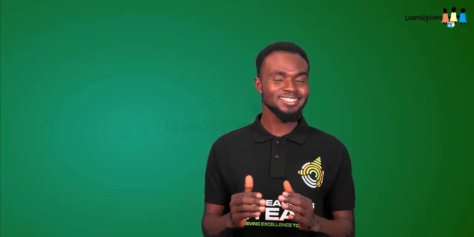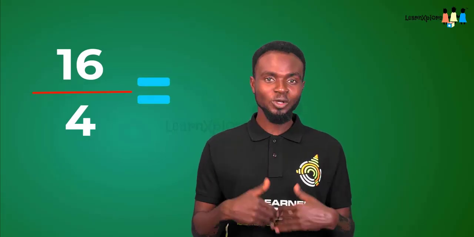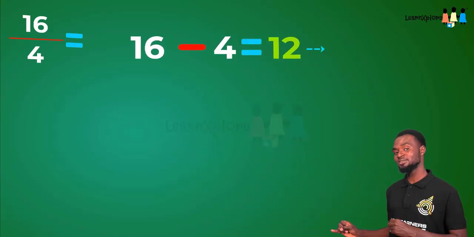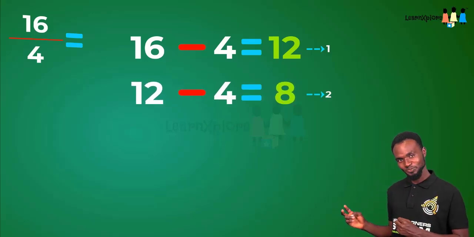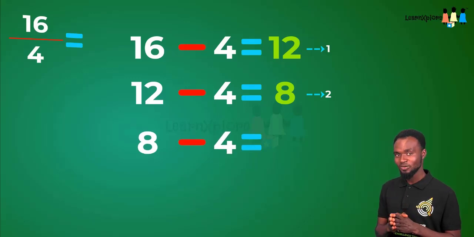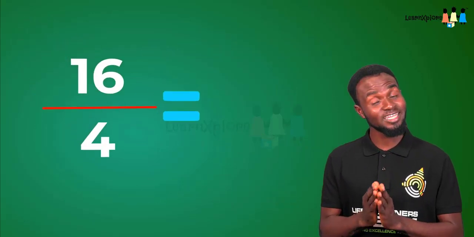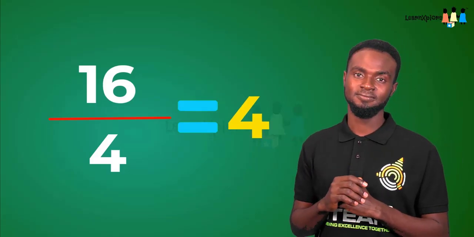Okay, so we have 16 divided by 4. We're going to be using repeated subtraction to do this. So we're going to be subtracting 4 from 16 until we have 0. So stage 1, 16 minus 4, that will give us 12. That's 1. 12 minus 4, that's 8. 2. 8 minus 4, that will give us 4. 3. And finally, 4 minus 4 is 0. 4. So the answer of 16 divided by 4 is 4, because we did that 4 times.